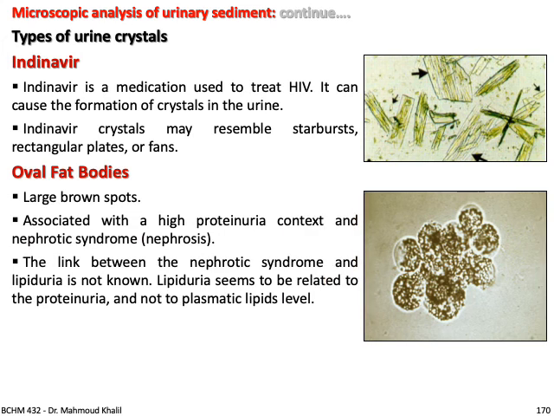Oval fat bodies are large brown spots associated with high proteinuria and nephrotic syndrome. They are considered a link between nephrotic syndrome and lipiduria. The mechanism of the link is not known. Lipiduria seems to be related to the proteinuria and not to the plasma lipid level.